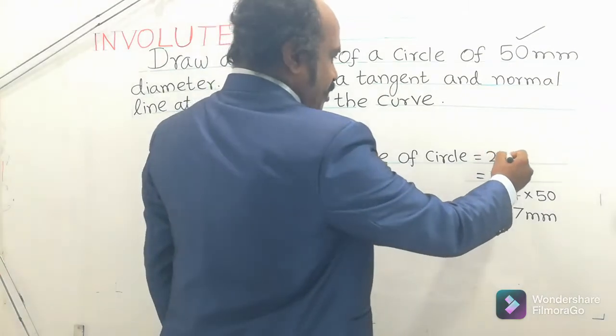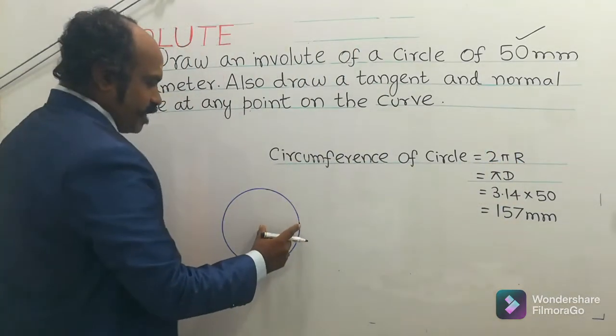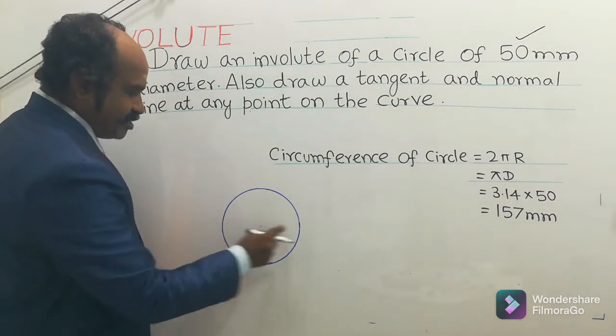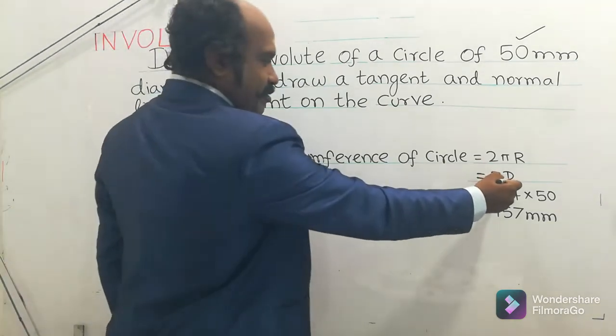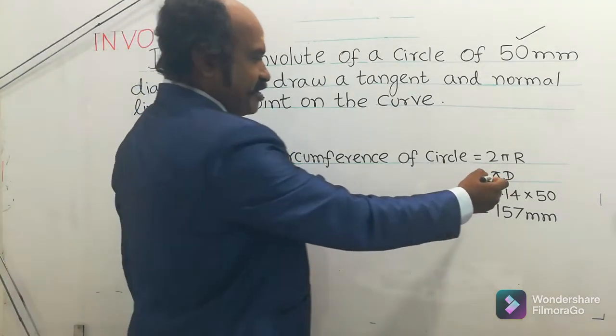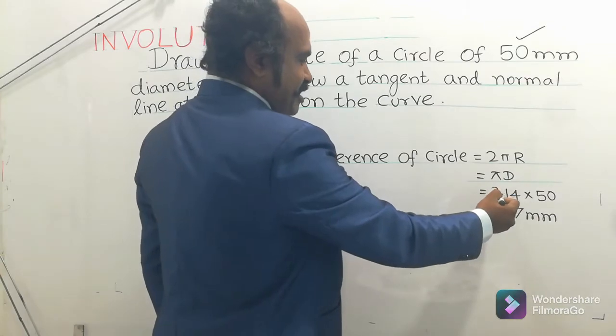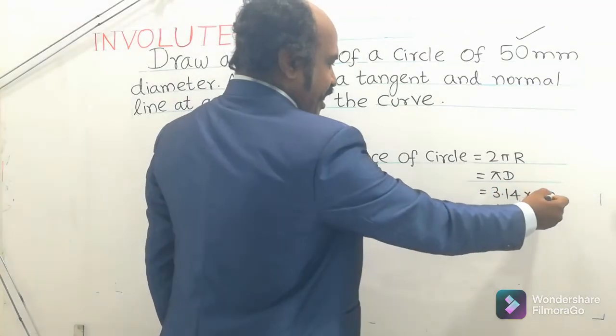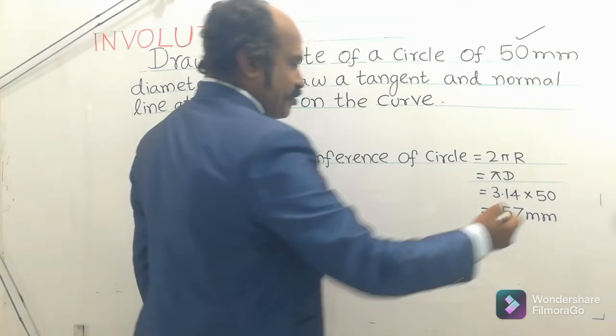So 2 pi r, 2 times of radius, which is the diameter. So pi d is the formula for the circumference, or the perimeter of the circle. So 3.14 into 50 mm, the diameter, gives 157 mm. Understand?